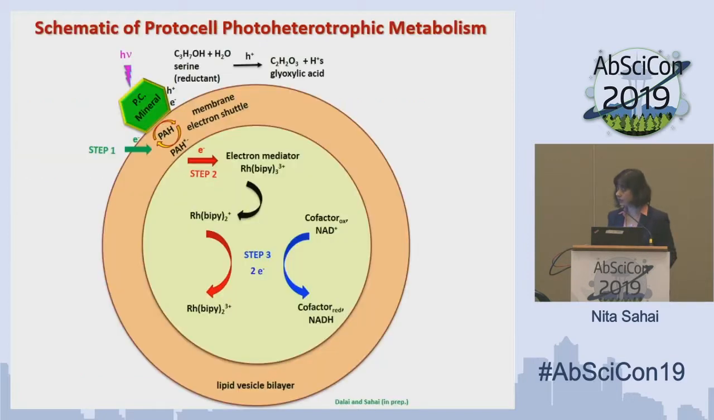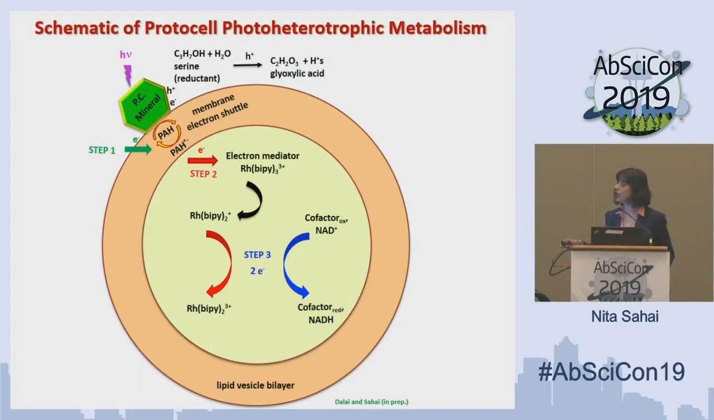So we've devised a model protocell consisting of a lipid membrane, the lipid vesicle bilayer. We're going to use a photocatalytic mineral and shine UV light on it, which generates a hole and an electron, since it is a photocatalytic mineral. On the outside of this membrane, we have a reductant.